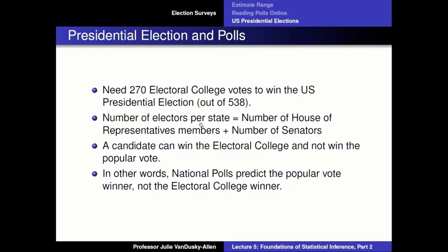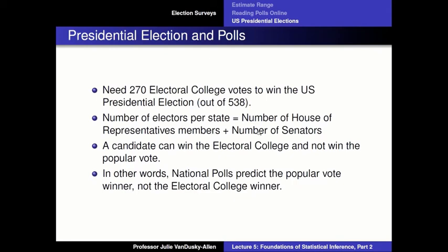They come from states. So the number of electors per state equals the number of House of Representatives members that state has plus the number of senators. So in Idaho, we have 2 House of Representatives members and 2 senators, so we get 4 electors. Whoever wins Idaho gets 4 electors in the Electoral College. In the Electoral College, the bigger your population, the more House of Representatives members you have. So states that are bigger have more Electoral College votes.